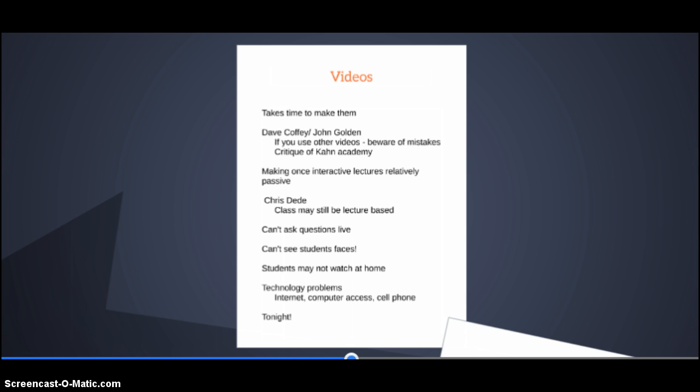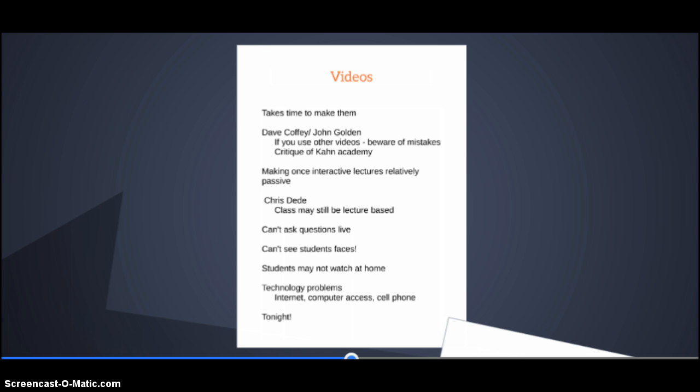Another thing is students may not do the homework. They may not watch the videos at home. And so they come to class and you have planned this very cool discussion or you have planned this very interesting lab and they're not prepared to do that. When they're home, they also have technology problems possibly. Their internet or computer access is not available. They went to watch the video on their cell phone, and there's a problem with that.